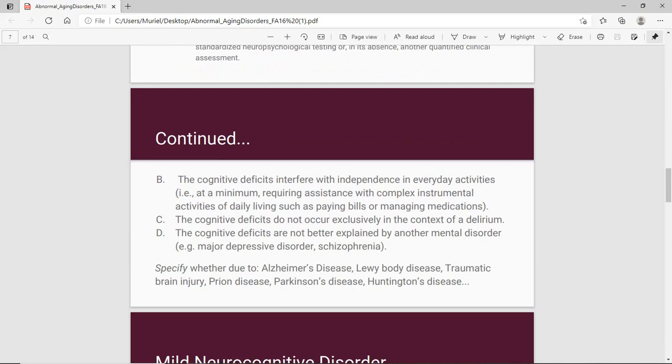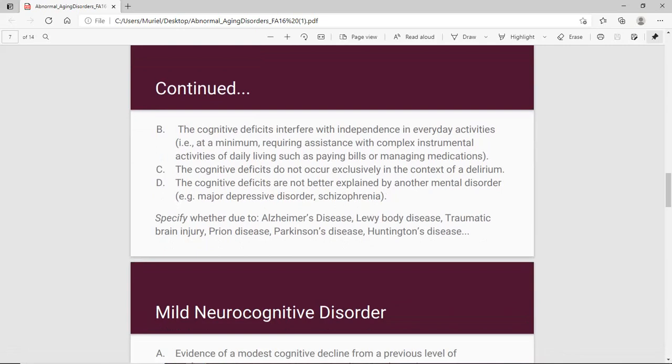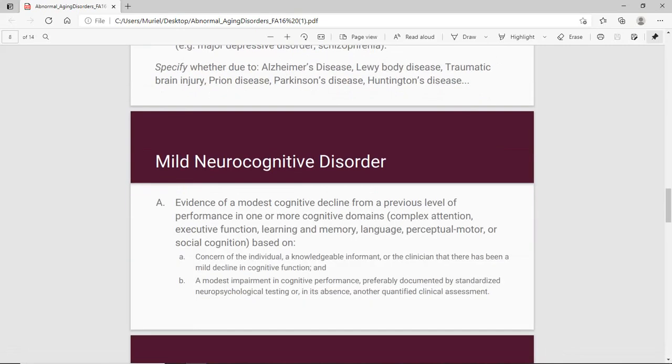Continued, so B, the cognitive deficits interfere with independence in everyday activities. C, the cognitive deficits do not occur exclusively in the context of a delirium. D, the cognitive deficits are not better explained by another mental disorder. So here you also want to specify whether it's due to Alzheimer's, Lewy body disease, traumatic brain injury, prion disease, Parkinson's disease, Huntington's disease.